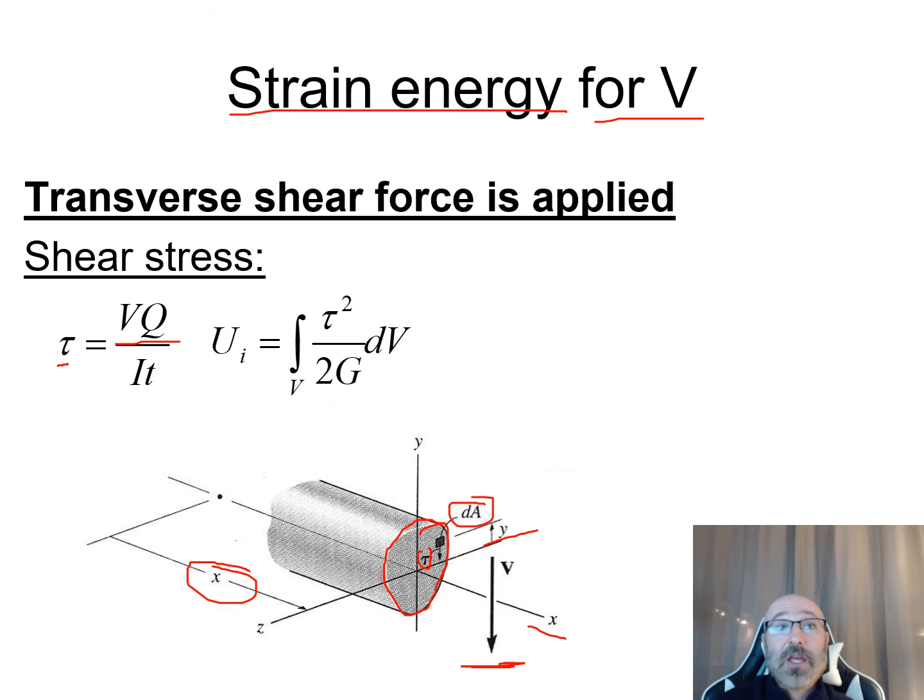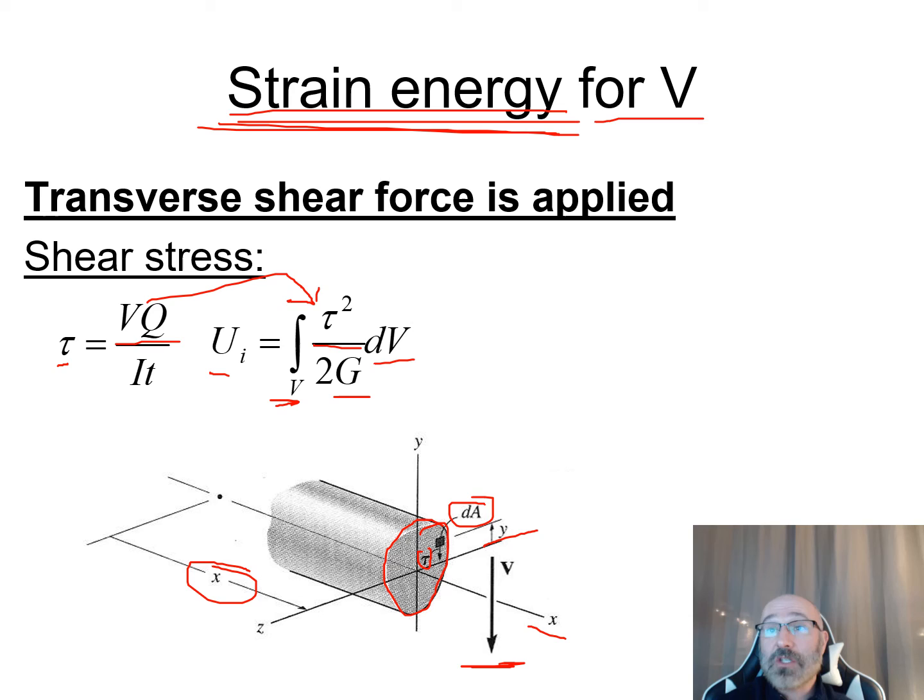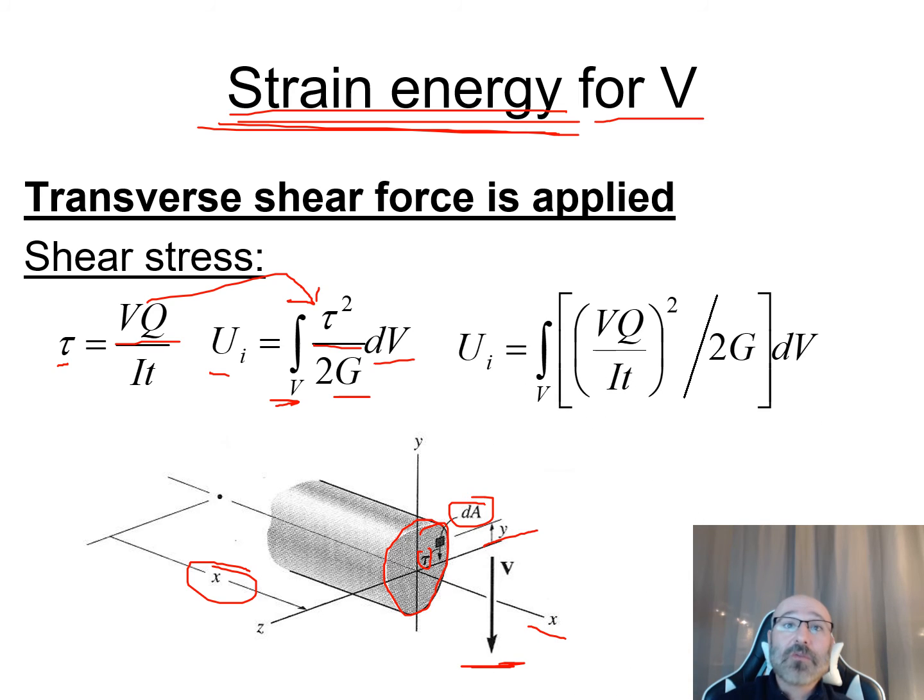So we can then look at this now and say, okay, for our strain energy, we have the integral over volume of that shear stress squared, all over 2 times our modulus of rigidity, dV. So let's plug in this relationship for our shear stress into our strain energy equation. When we do that, we end up with this relationship that our strain energy is equal to the integral over our volume of, when we plug this in for our shear stress up top, there's our shear stress, squared, all over this 2G dV.